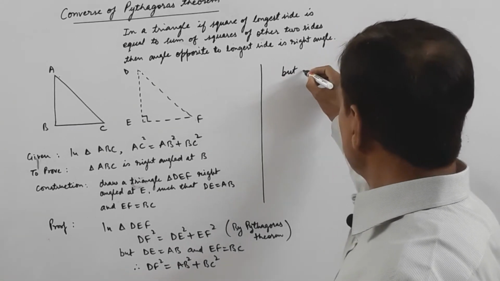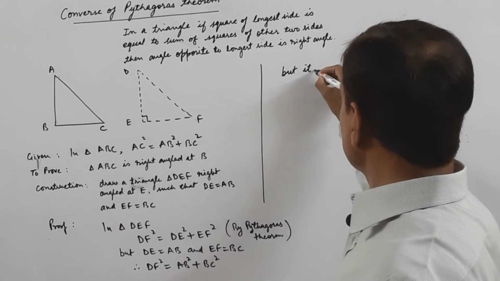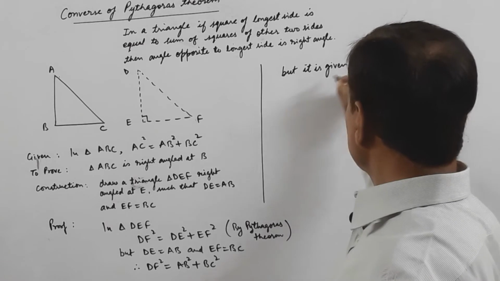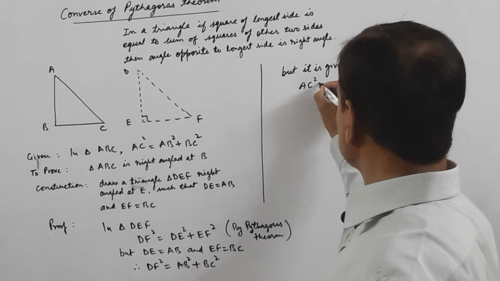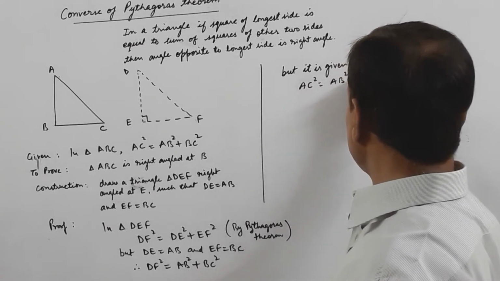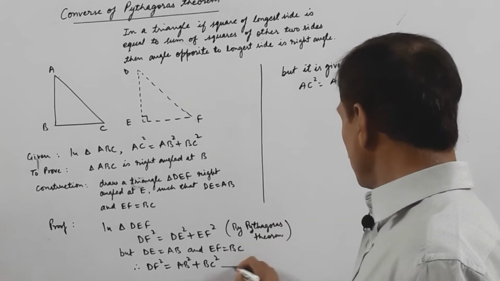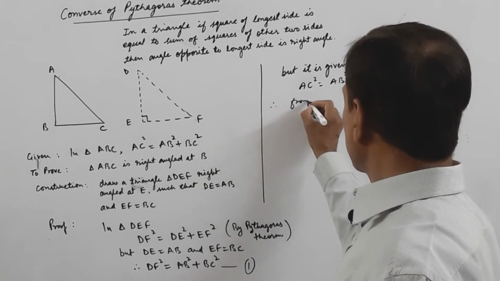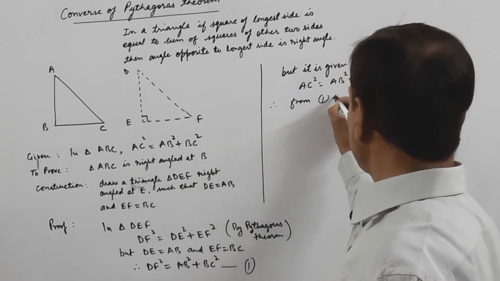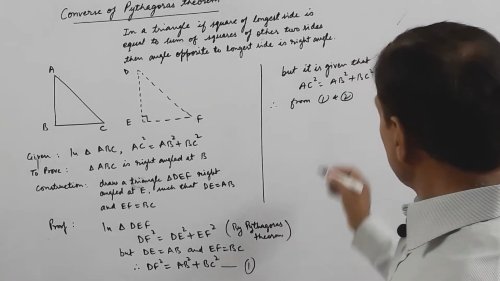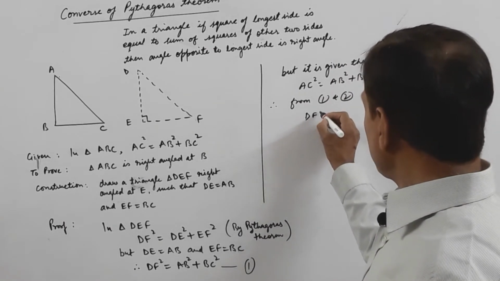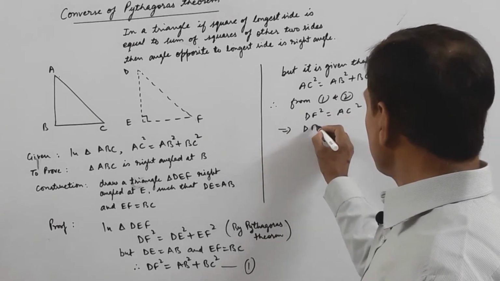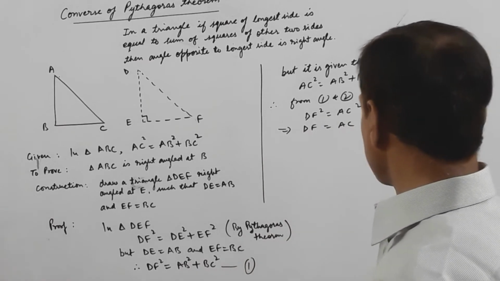But it is given that AC square is equal to AB square plus BC square. Therefore, from 1 and 2 we can say DF square is equal to AC square implies DF is equal to AC.